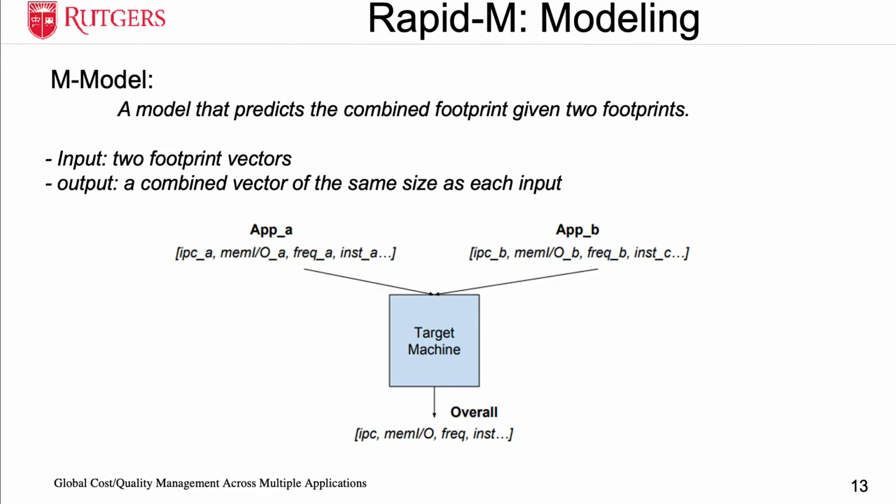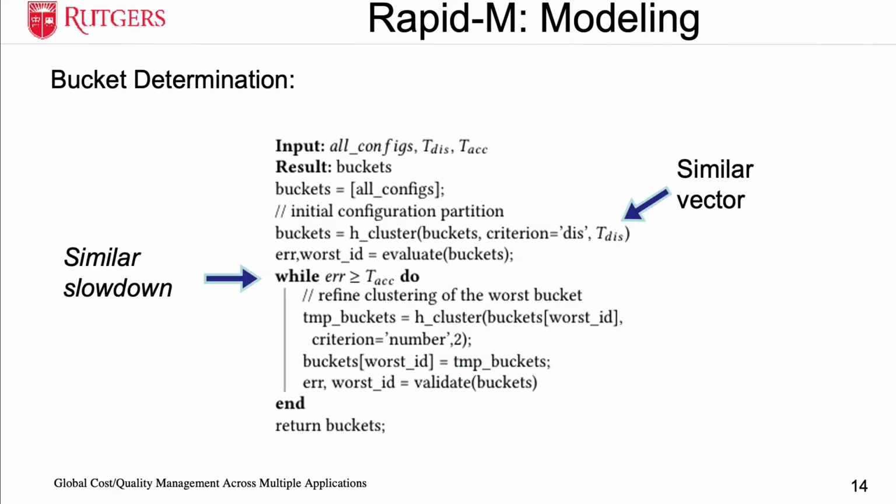The second model is the M model, M as in machine. It is used to predict the overall system footprint when running 2 or more applications together. The input of the model is 2 footprint vectors, and the output is another. When more than 2 applications are running, we recursively apply the M model on pairs of footprints to get the final output. The model is machine-specific.